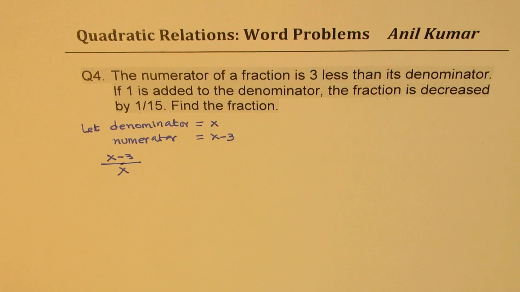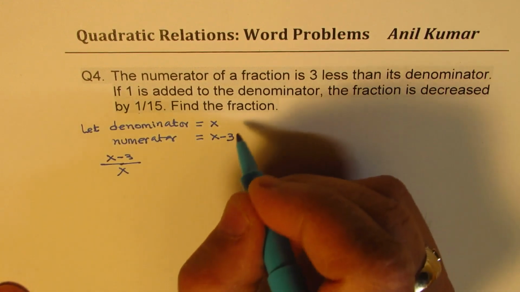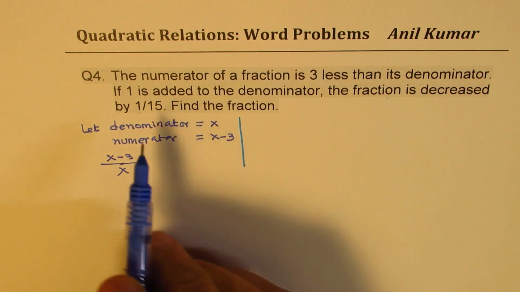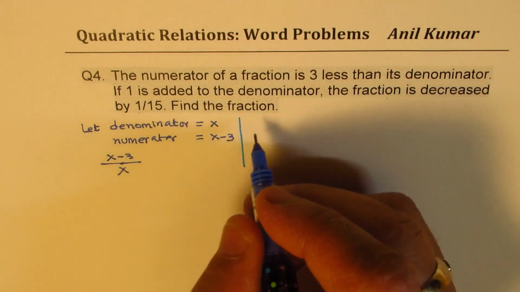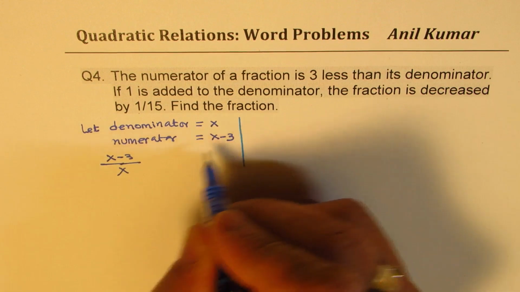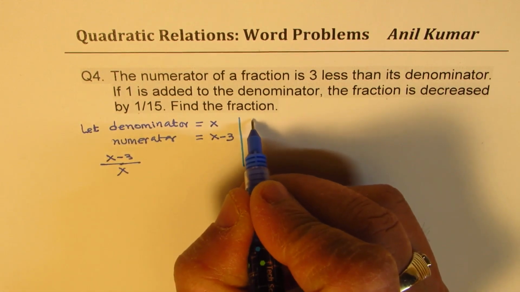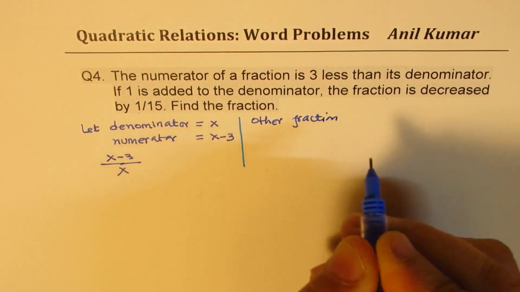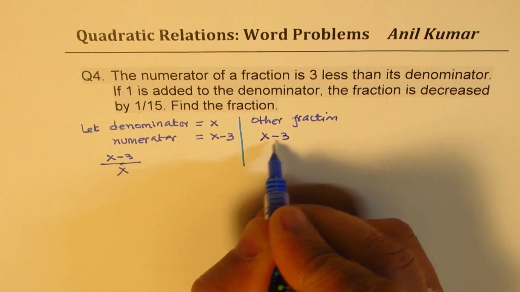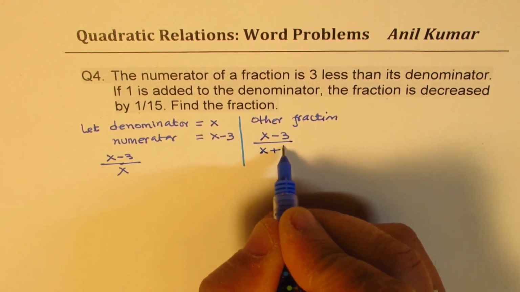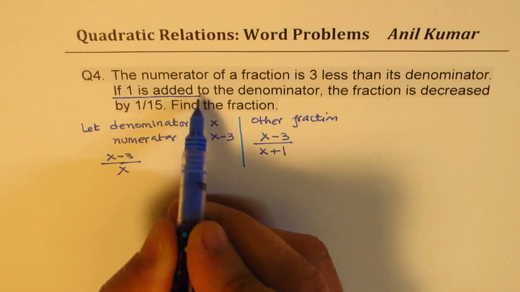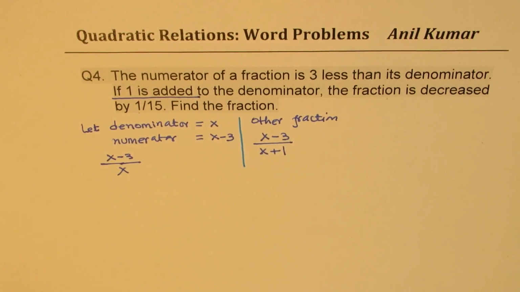Now it says, if 1 is added to the denominator, the fraction is decreased by 1 over 15. So 1 is added to the denominator. So the other fraction, in the denominator you add 1, is x minus 3 over x plus 1. Correct? So we added 1 in the denominator.